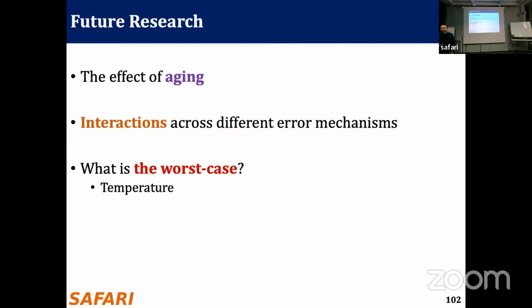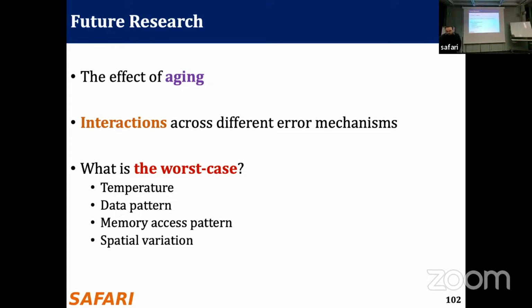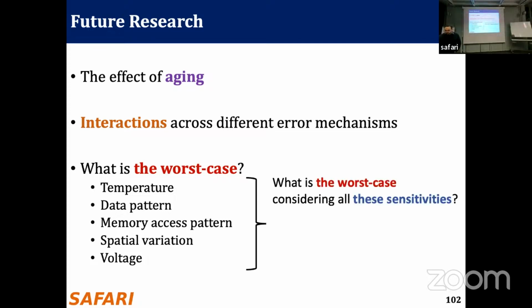So in these characterization studies, we looked at the effect of temperature, data pattern. Well, I didn't show the effect of data pattern, but in these studies, we also looked at the effect of data pattern, memory access patterns, spatial variation, voltage, and not all of these have a straightforward relation with the RowHammer vulnerability. If you take temperature, you need to test all temperature levels for all DRAM cells to say if a DRAM cell is vulnerable to RowHammer at some configuration, right? So it's not clear what is the worst case, considering all these sensitivities.